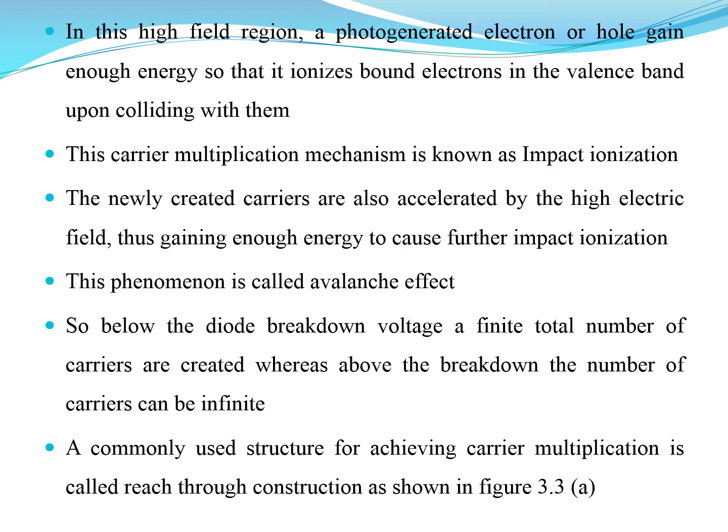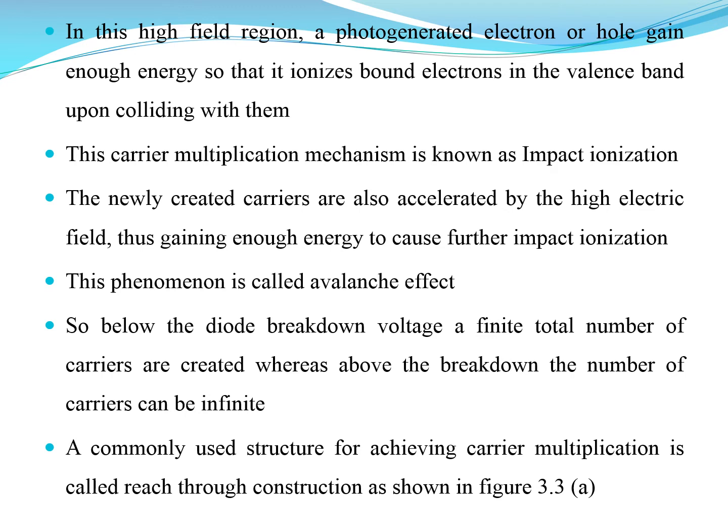Below the diode breakdown voltage, a finite total number of carriers are created, whereas above the breakdown, the number of carriers can be infinite. That is the thing we have to look at. If the voltage exceeds this diode breakdown voltage, the number of carriers is going to be infinite. That is the advantage of this particular breakdown voltage of the diode.